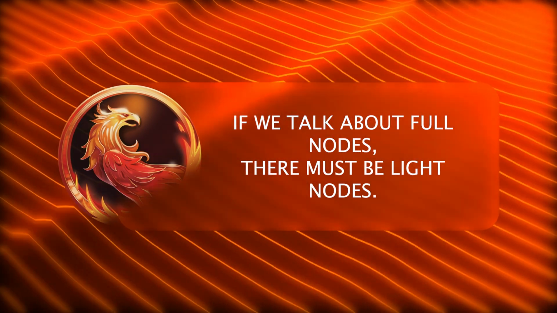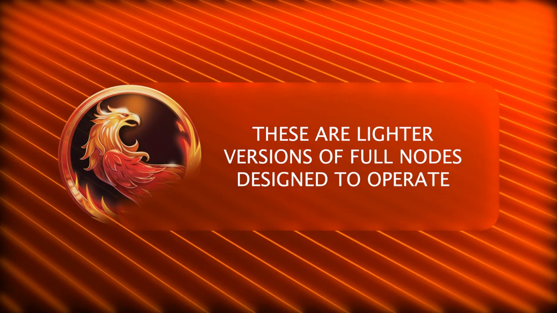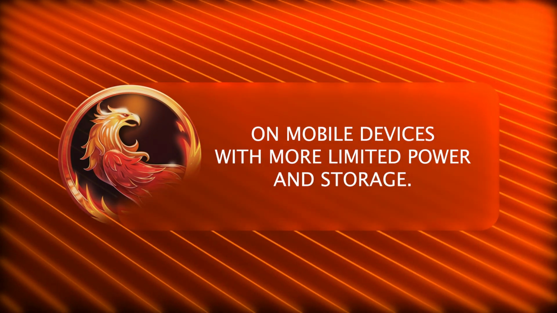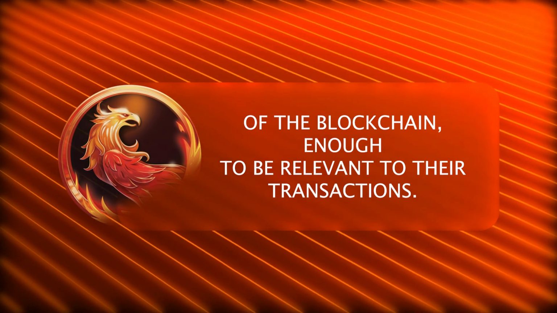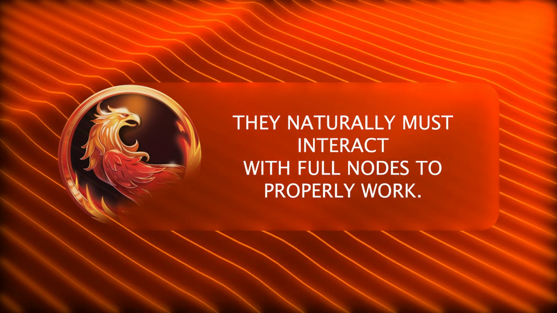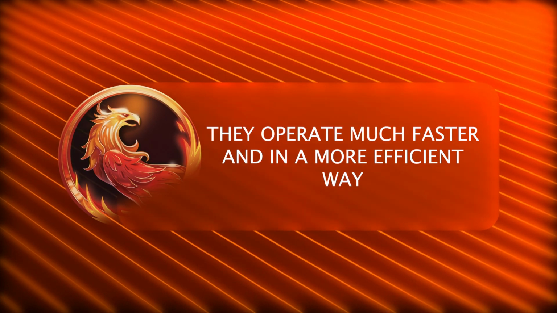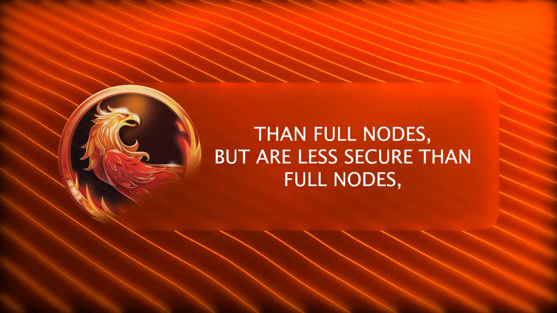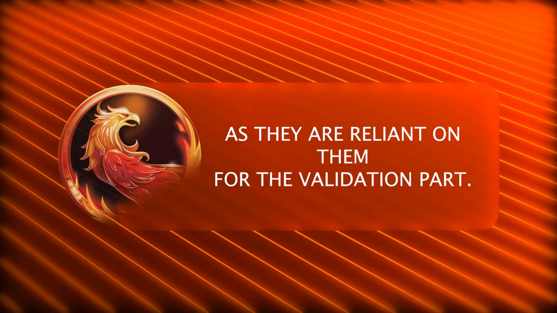If we talk about full nodes, there must be light nodes. These are lighter versions of full nodes, designed to operate on mobile devices with more limited power and storage. They only store a portion of the blockchain, enough to be relevant to their transactions. They naturally must interact with full nodes to properly work. They operate much faster and in a more efficient way than full nodes, but are less secure than full nodes, as they are reliant on them for the validation part.